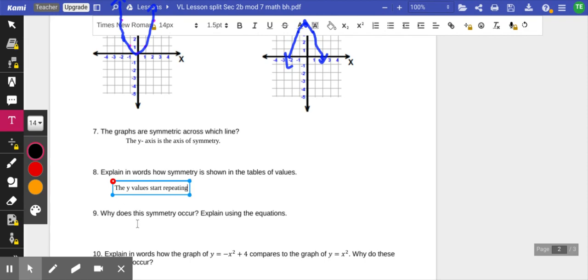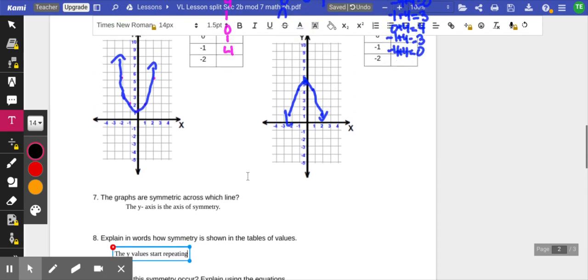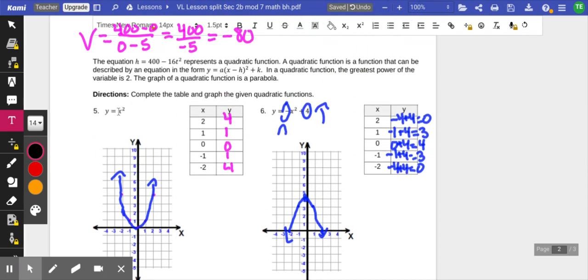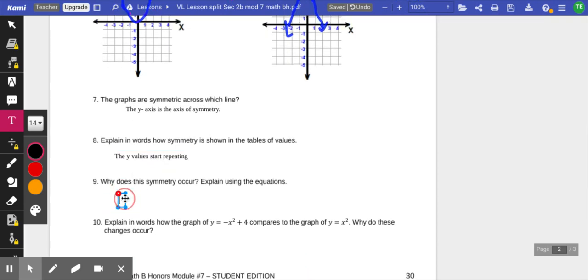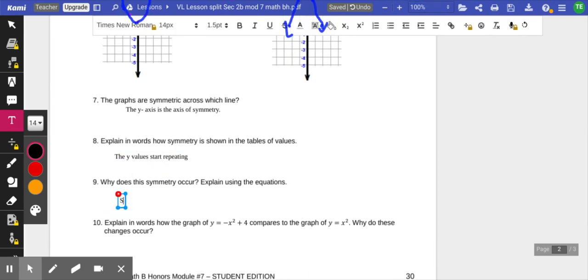Why does symmetry occur? Well, because when you square a negative and you square a positive, you get the same value. So 2 squared is the same as negative 2 squared. Squaring a negative or a positive gives you the same value.